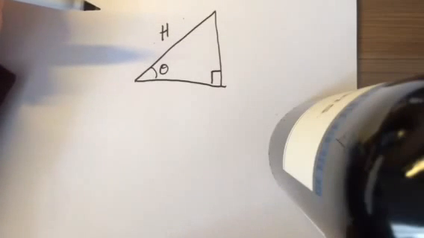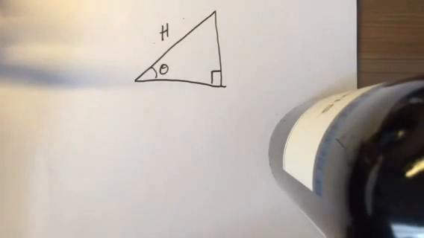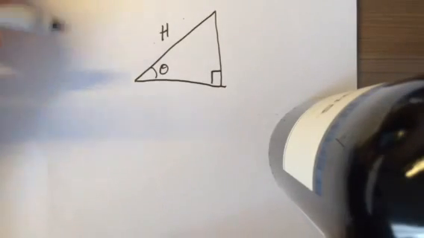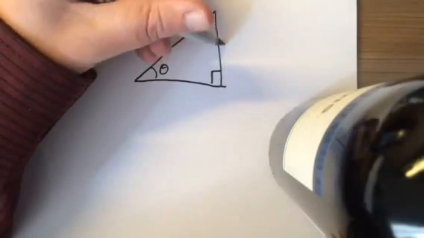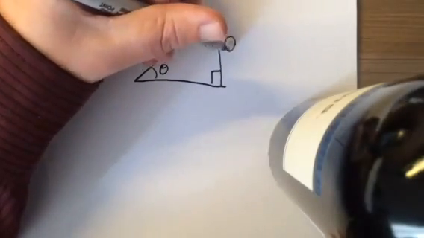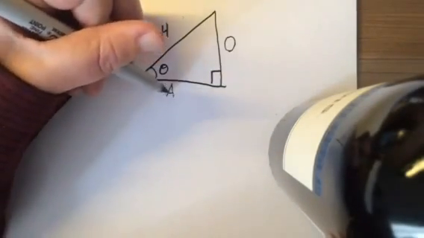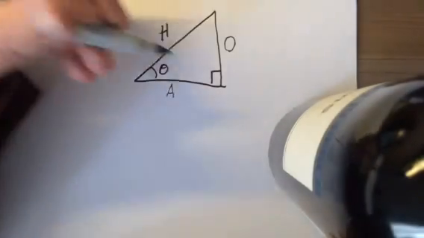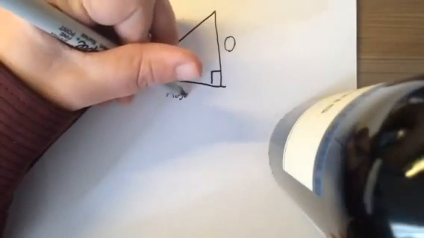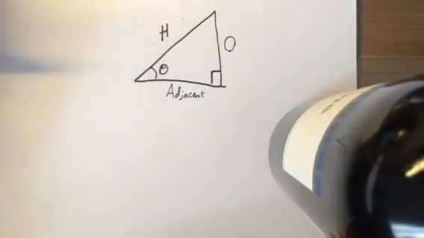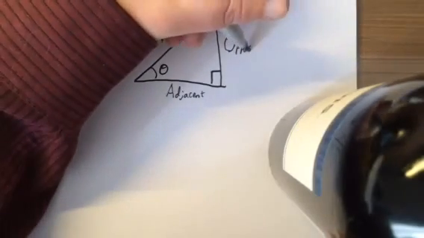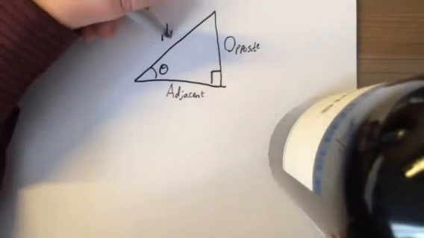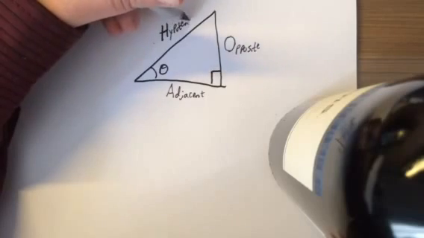If I could figure out a ratio, then maybe I could figure out how high things need to be or how long things need to be. So they called them a few things. They said that this is the side opposite of theta. This is the side adjacent to theta. So we're going to use A for adjacent, O for opposite, and H for hypotenuse.